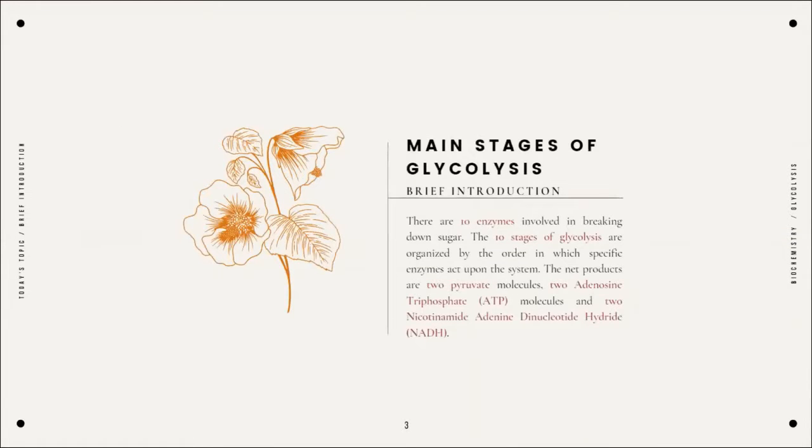There are 10 enzymes involved in breaking down sugar. The 10 stages of glycolysis are organized by the order in which specific enzymes act upon the system. The net products are 2 pyruvate molecules, 2 ATPs, and 2 NADH.